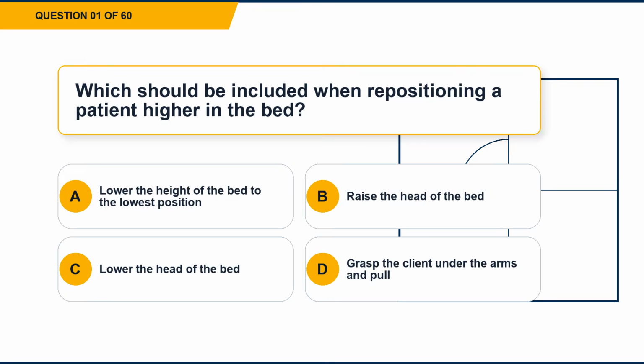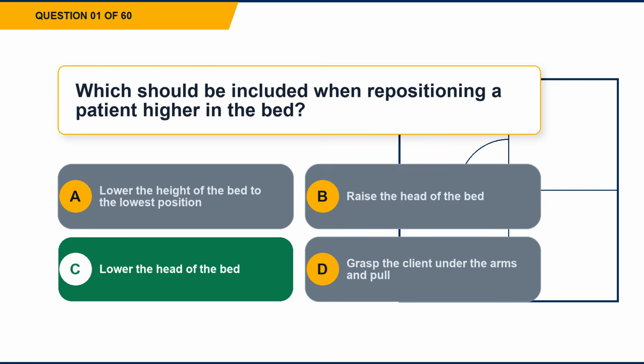Question 1. Which should be included when repositioning a patient higher in the bed? Option A. Lower the height of the bed to the lowest position. Option B. Raise the head of the bed. Option C. Lower the head of the bed. Option D. Grasp the client under the arms and pull. The correct answer is option C. Lower the head of the bed.